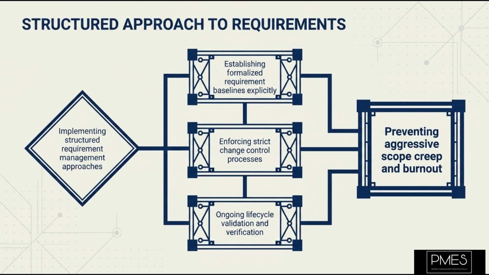This means establishing clear baselines for requirements, ensuring every new request goes through a formal change control process, and using tools like the requirements traceability matrix to track everything. The consequence of Sarah not implementing this is continued scope creep, budget overruns, and team burnout. By adopting strong requirements management, she can manage expectations, reduce rework, and deliver a product that truly meets the agreed-upon needs.